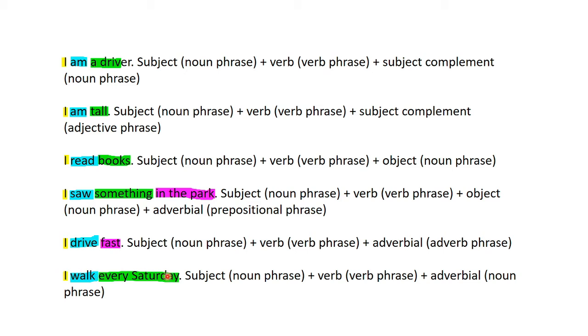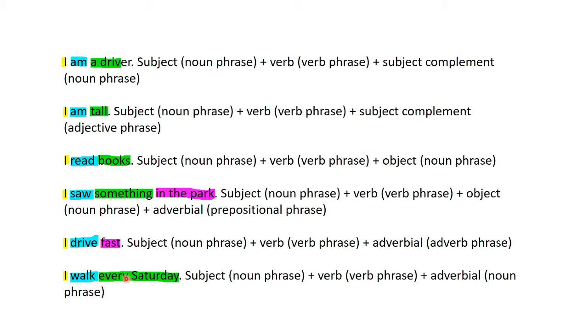I walk every Saturday. I is the subject, walk is the verb. Every Saturday is a noun phrase which is indicating time. Any noun phrase that indicates time, place or manner will be classified as an adverbial. You already know that. Therefore, this sentence again is subject, verb, adverbial sentence. Now all of these are single clause sentences. In our last slide, we will see a multi-clause sentence.